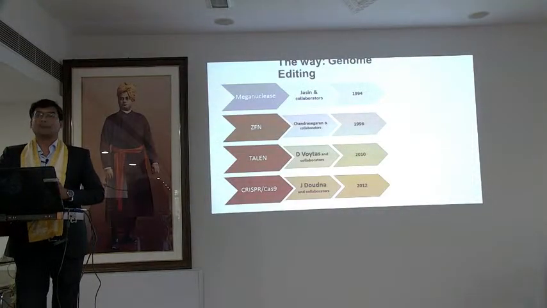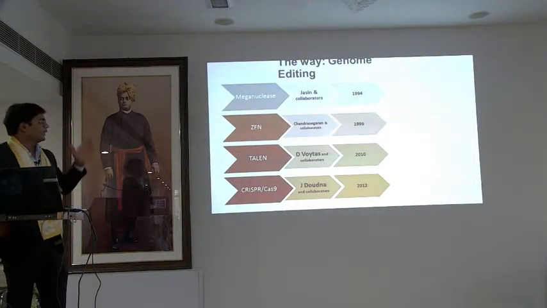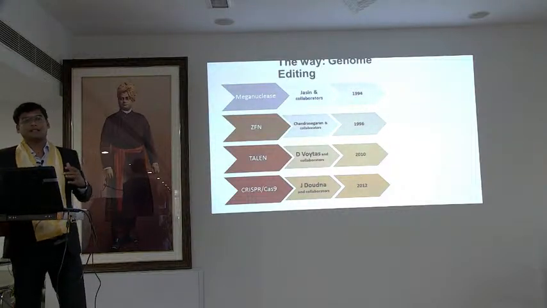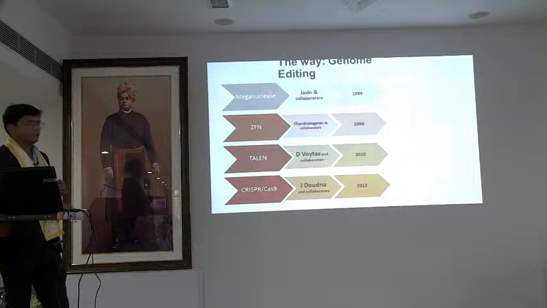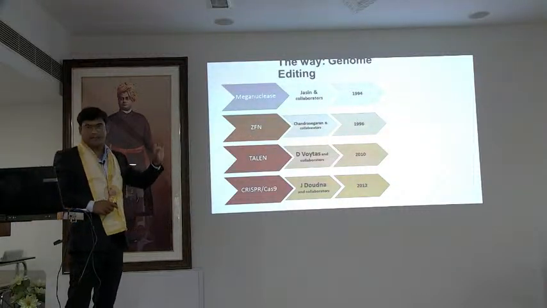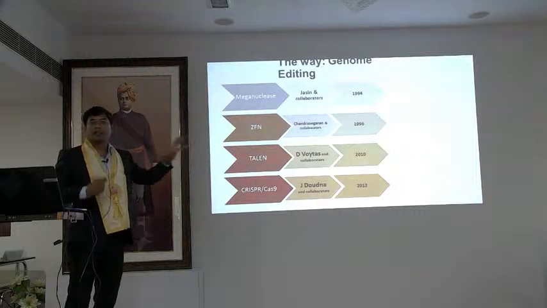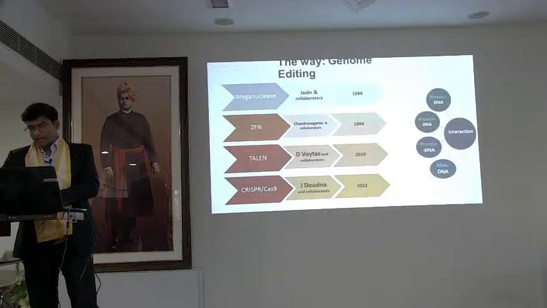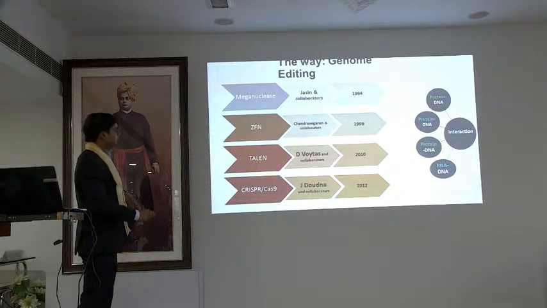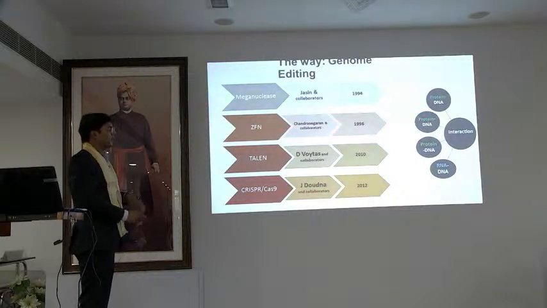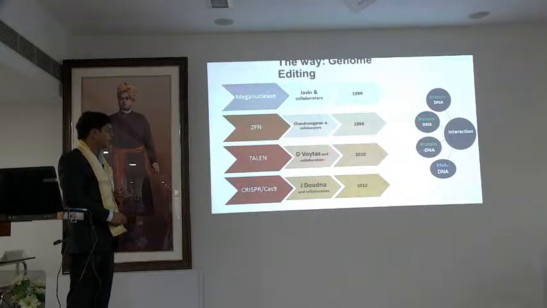So what are the genome editing tools available to us? Maria Jasin is a famous lady who first gave us the idea that genome editing could happen. And these are the tools: meganuclease, ZFN, TALEN, and CRISPR-Cas9. These four are popular genome editing tools with which you can do genome editing. So let me tell you, these three, meganuclease, ZFN, and TALEN, depend on protein-DNA interaction. But what is the difference in CRISPR-Cas9?